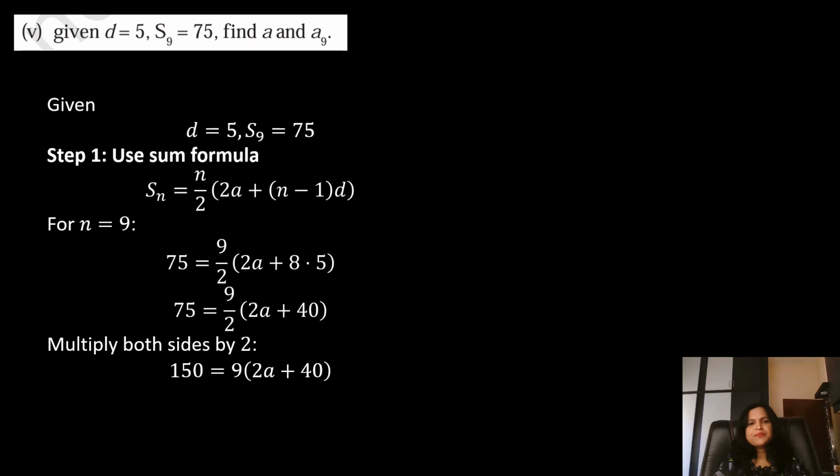Given d equal to 5, S9 equal to 75. Find a and a9. So given is d equal to 5 and S9 equal to 75. Use the sum formula. So how did this formula come?